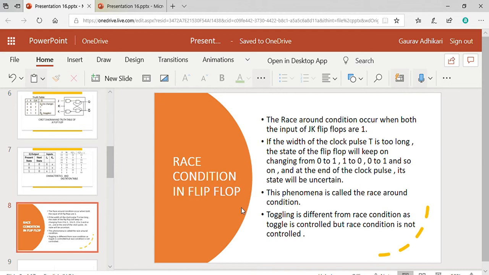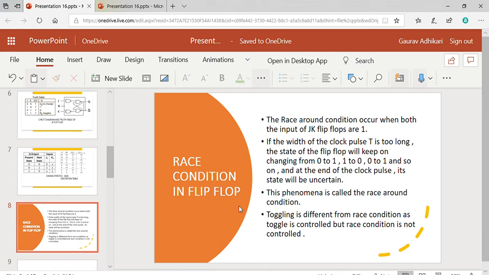Now coming to the main topic, that is race condition in flip-flop. The race condition occurs when both the inputs of the JK flip-flop are 1. If the width of the clock pulse T is too long, the state of the flip-flop will keep on changing from 0 to 1, 1 to 0, 0 to 1 and so on. At the end, the clock pulse is terminated. This phenomenon is called the race around condition.